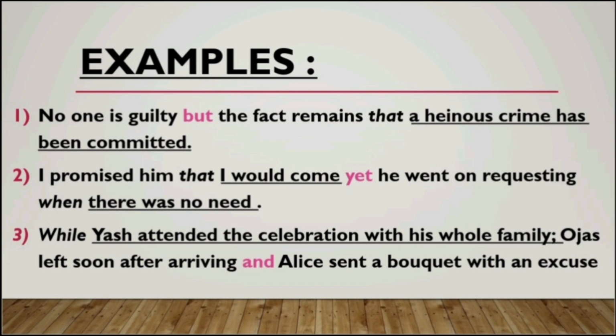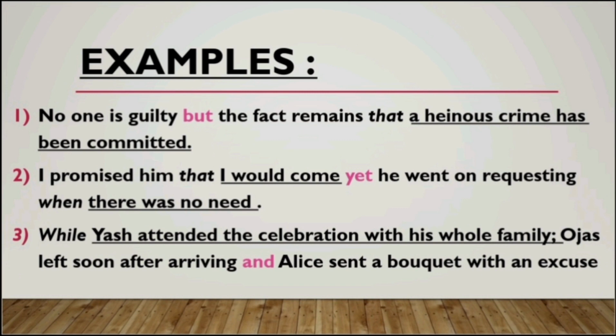Let's have a look at some more examples. The first example is: No one is guilty, but the fact remains that a heinous crime has been committed. No one is guilty is an independent clause, right? Independent in its meaning. But is a coordinating conjunction. The fact remains, it's present indefinite tense and showing a particular fact, and it's complete in itself, so therefore this also is an independent clause. That is a subordinating conjunction. A heinous crime has been committed is a dependent clause. It is dependent for its meaning on the two other clauses that we have in this particular sentence.